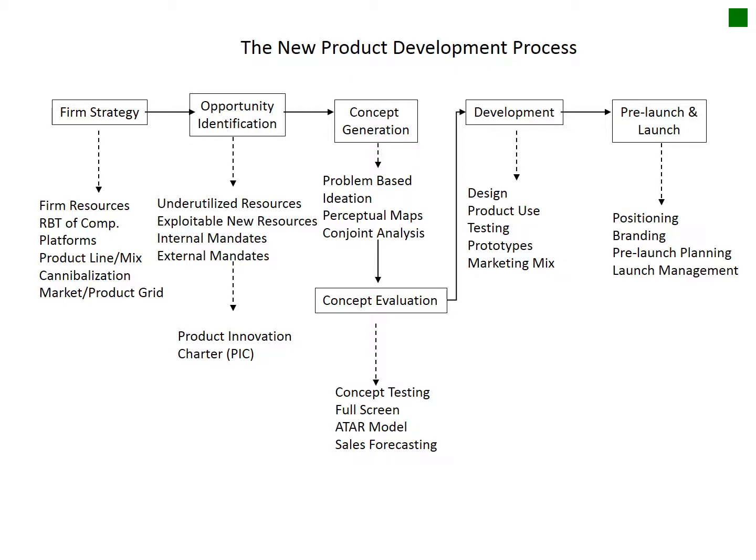So under opportunity identification, we have various resources, we have various mandates, we have the PIC which is formed, and then we move into concept generation. And then again, a series of tests that we can perform, which moves us into concept evaluation, the full screen, and so forth. So here's just another illustration of how we have a series of steps, and after each step we have a check to make sure that we can move forward with a good idea.